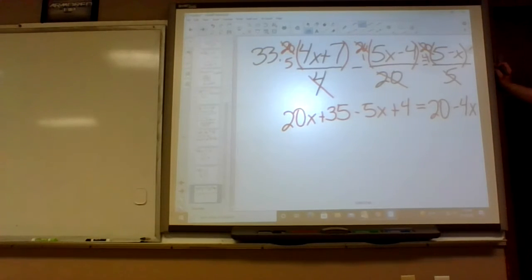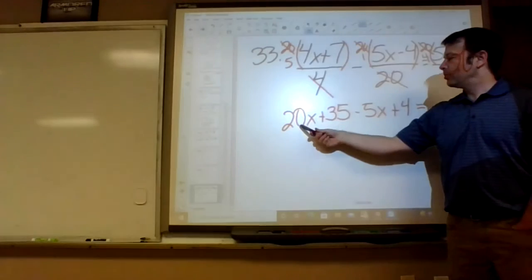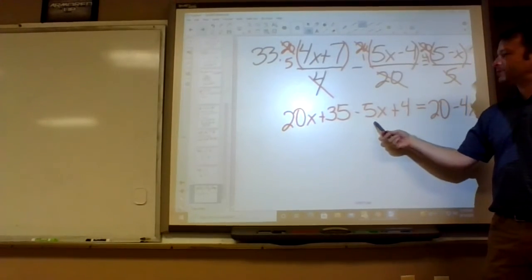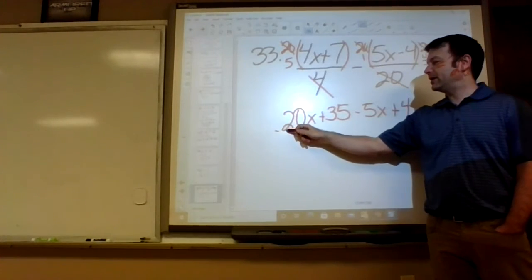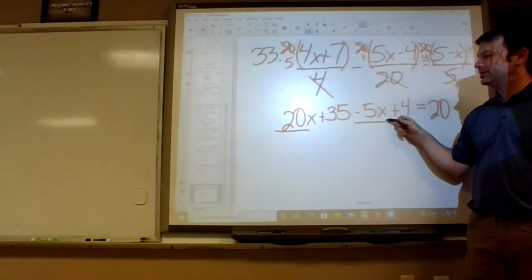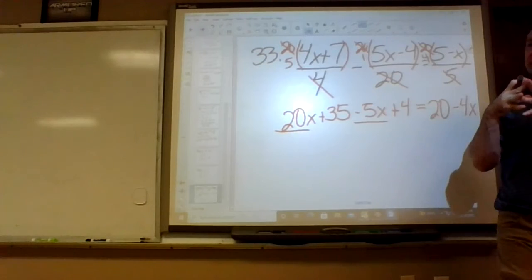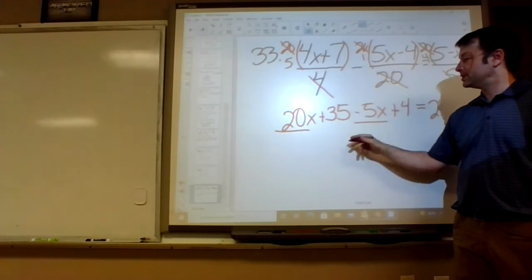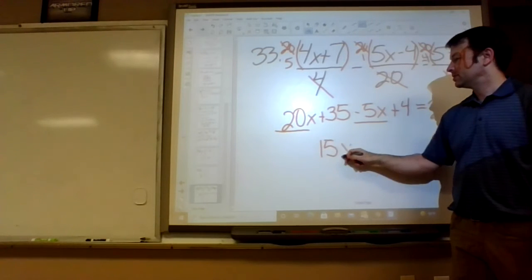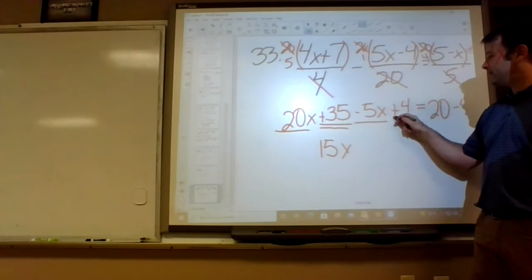Okay, what else can I do? Like terms. So why do I not add 5x right here? If they're on the same side, you just put them together. You don't have to switch anything, you just put them together. 20x minus 5x is 15x plus 35 plus 4.